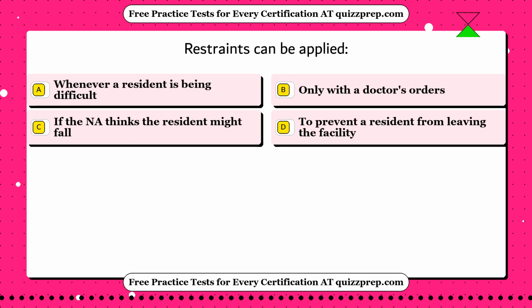Question 88. Restraints can be applied: Option A, whenever a resident is being difficult. Option B, only with a doctor's orders. Option C, if the NA thinks the resident might fall. Option D, to prevent a resident from leaving the facility.